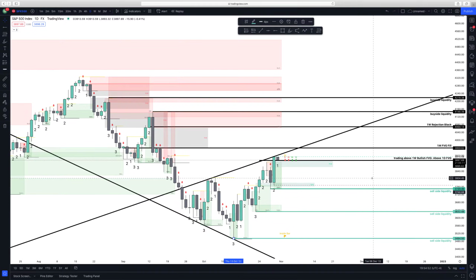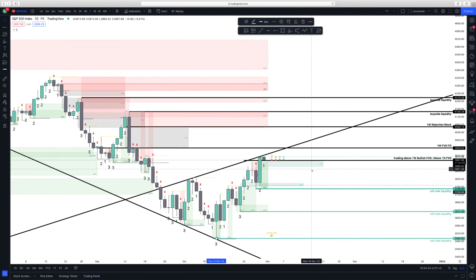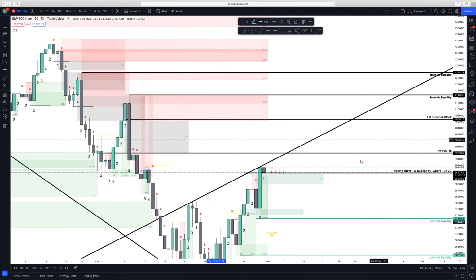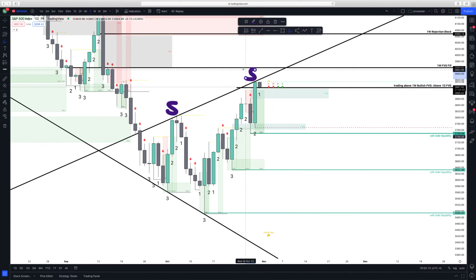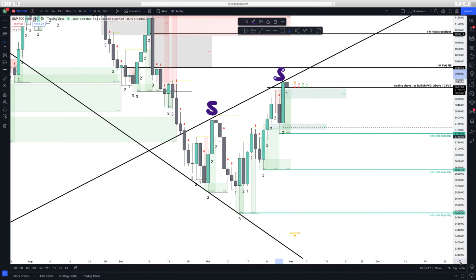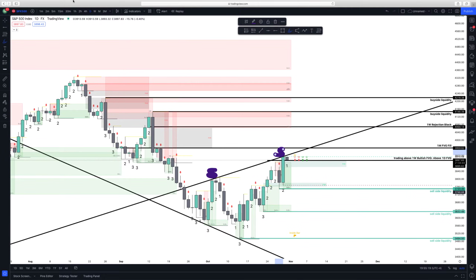If you guys notice, from the broadening formation, every time it gets to this area, it drops. Now it's back at the top of the broadening formation. It could possibly drop from here, or it can break through the broadening formation and go towards buy side liquidity. So I am going to go to a lower time frame to see exactly what's going on.